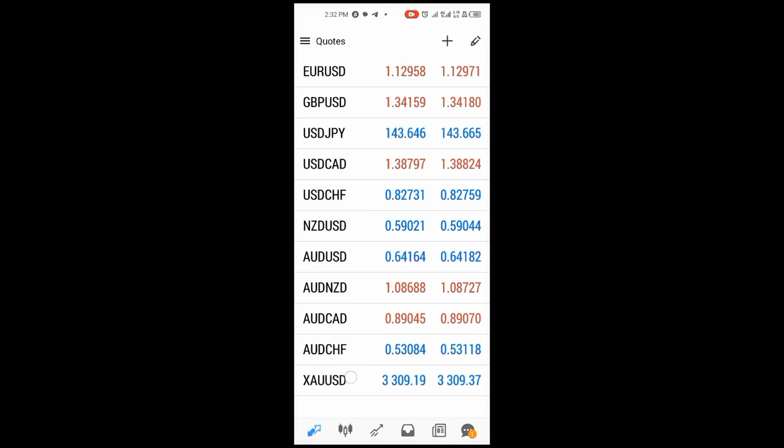Also note that this XAU USD is not a currency pair because this is what we call gold. Gold is not a currency pair. XAU is not a currency pair at all.